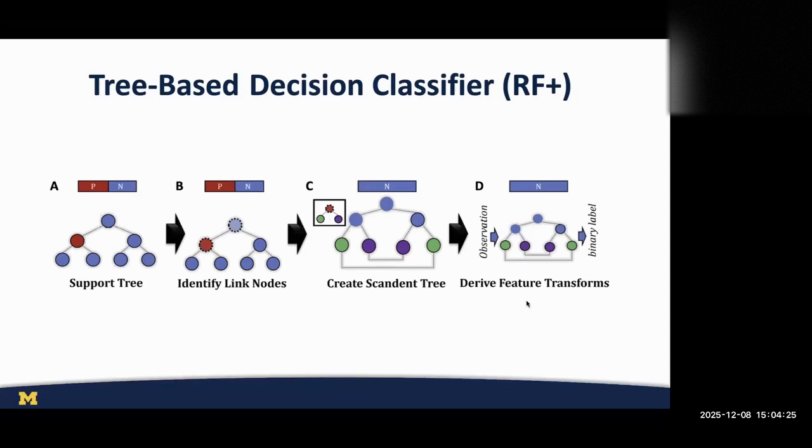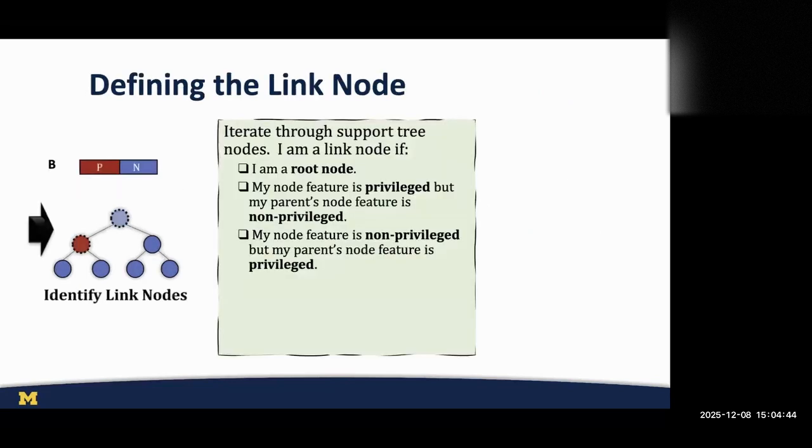And these are binary features that go back into the original data set. And then we create a random forest from those features plus the original features. And we call those new features the feature transforms. So this is how the RF plus model works.